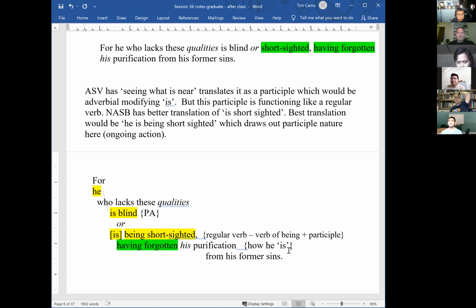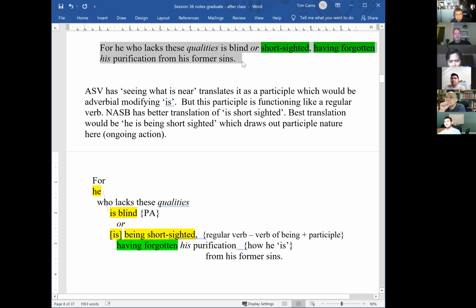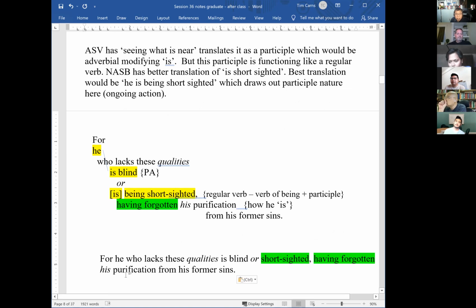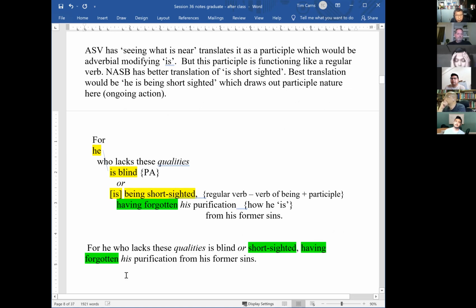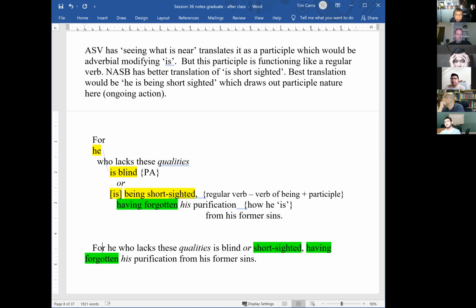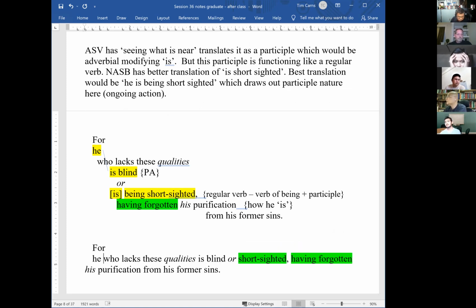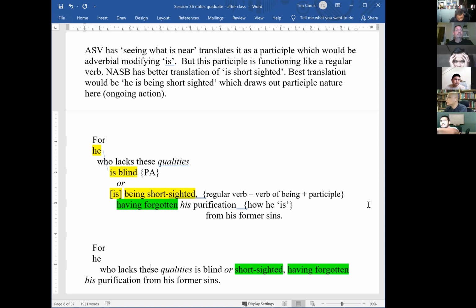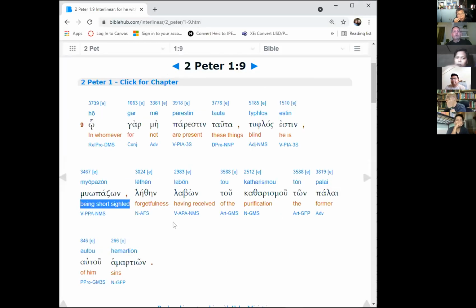Okay? You guys following me on this? Yeah. Tim. Yeah. I'm just looking at the NAS Greek and English interlinear. Having forgotten is lethen, which is considered a noun here. And then there's another word in parenthesis, forgotten, labon, which is the participle, a verb. Okay. It's an aorist participle. Okay, let me pull up the interlinear so we can all see what you're talking about.